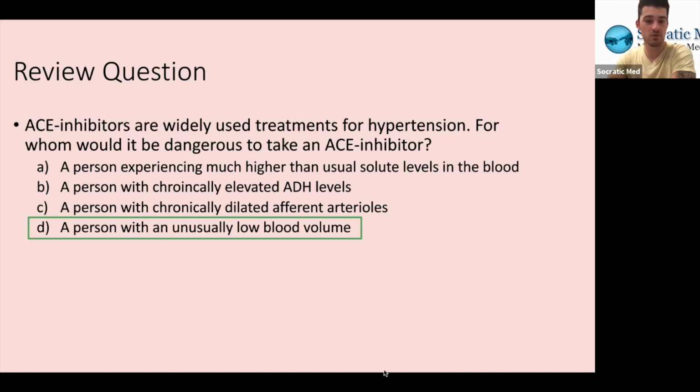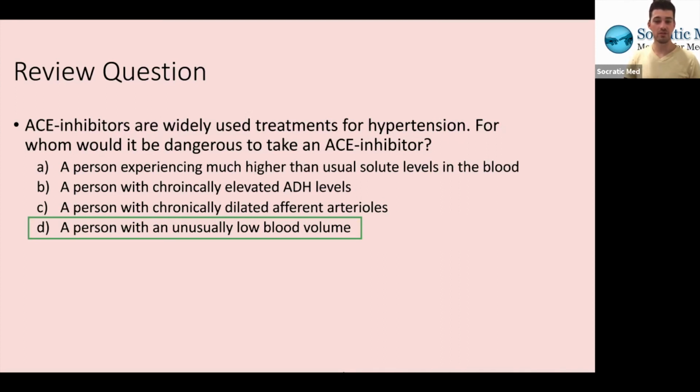B, a person with chronically elevated ADH levels. Similar to A, if you have chronically elevated ADH levels, you're going to be having more water in your blood vessels. So again, that increase in that hydrostatic pressure, we're going to be hypertensive. ACE inhibitors would probably help, not hurt.